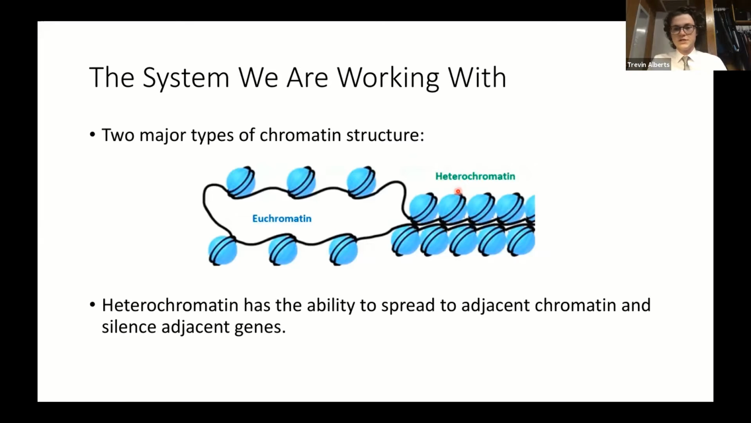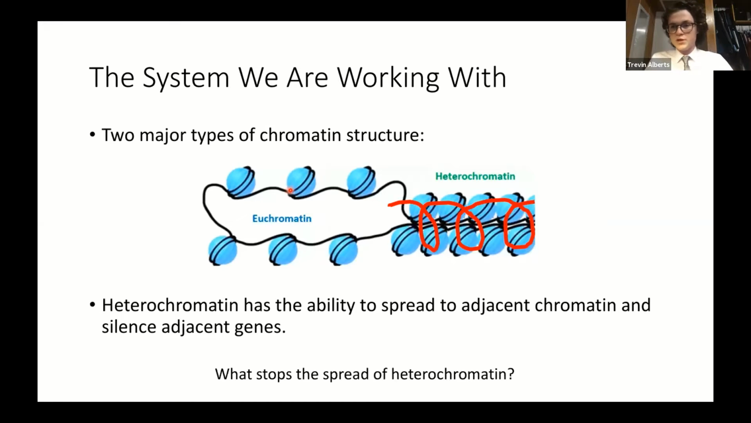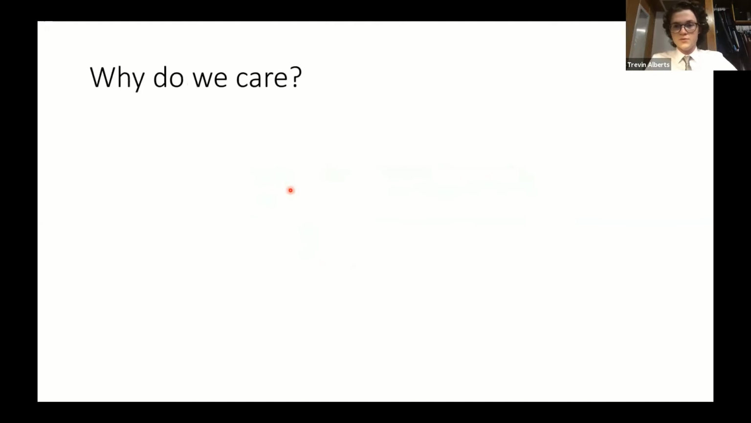And what's very interesting about heterochromatin is that it has the ability to spread to adjacent chromatin and silence adjacent genes. So it kind of acts as a wave of silencing. This wave of silencing of heterochromatin, left unchecked, would continue to silence this euchromatin, the genes that are transcriptionally active in this euchromatin. So what stops the spread of this heterochromatin? What stops this heterochromatin from reaching this euchromatin? And that is an insulator protein, which is what we're going to be talking about in our research.